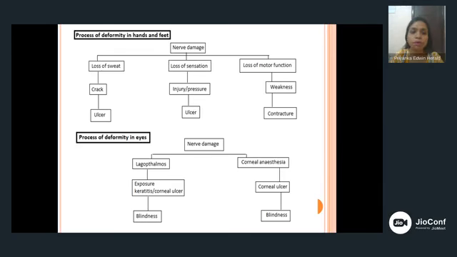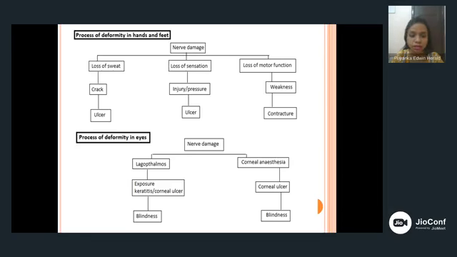In this slide you can see how primary disability develops into secondary. Above, you can see the process of deformity in hands and feet. If any nerve is damaged, nerves involve three types of work: autonomic, sensory and motor. So if any nerve is involved, there will be loss of sweat, loss of sensation and loss of motor function. Loss of sweat causes cracks and then ulcer. Loss of sensation causes injury from any pressure source, and then also causes ulcer. And when motor function is lost, it causes weakness of the muscle, and then contracture or deformity. So ulcer and contracture are the secondary disability because of the primary disability caused in the nerve.